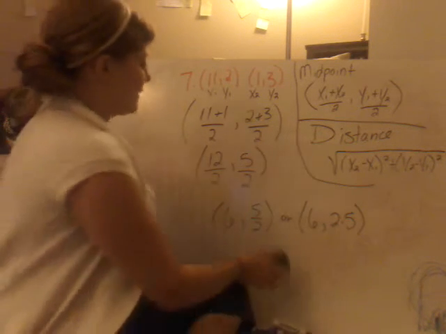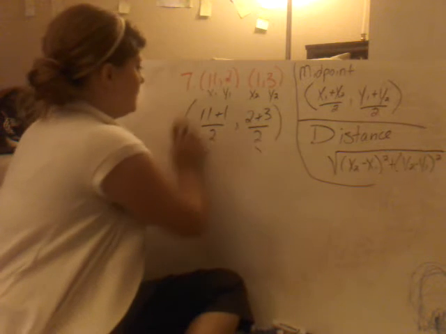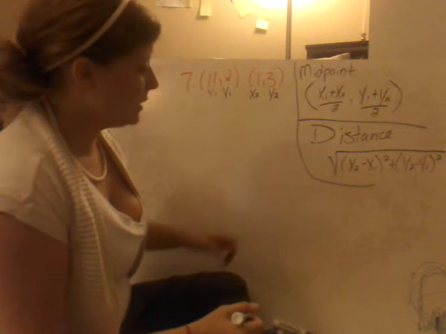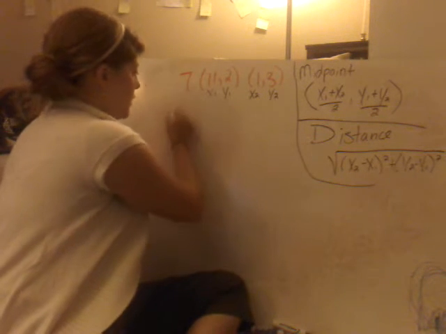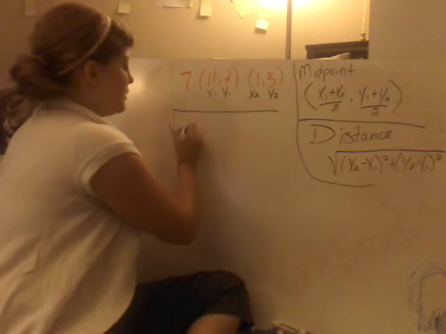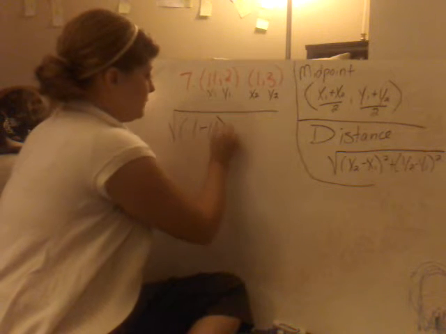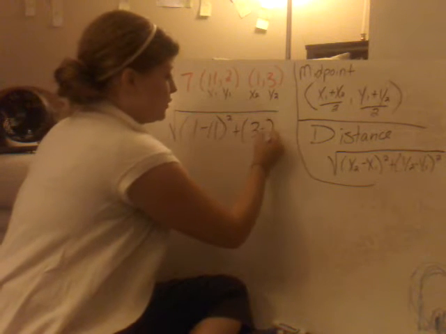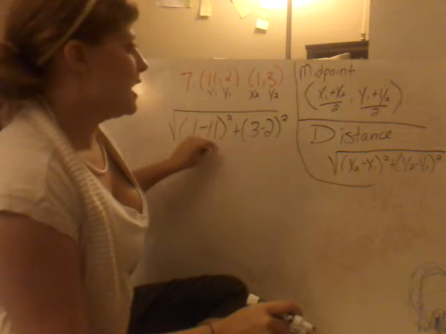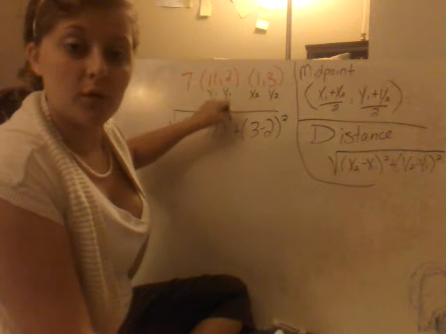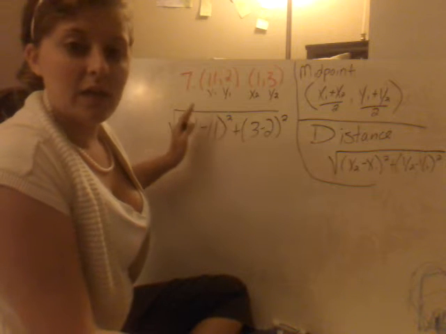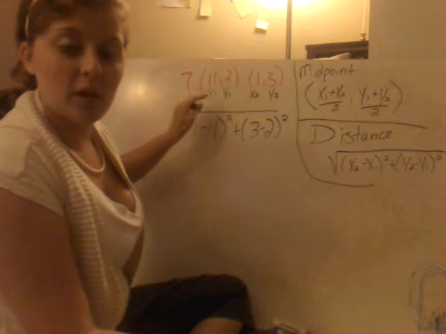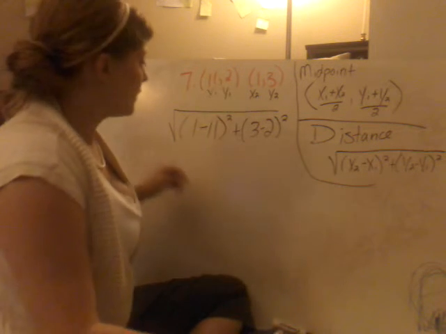I don't like it. Alright, so there's our midpoint for number 7. Now we'll go into the distance formula right here. So we've got the square root of x2 minus x1, which is 1 minus 11 squared, plus y2 minus y1, which is 3 minus 2 squared. Now remember again, as long as you pick one point to be your first point, and the other to be your second, then the x2 minus x1, it just follows whichever point you pick. It doesn't have to be a specific one, you just have to stick with that one the entire way through.